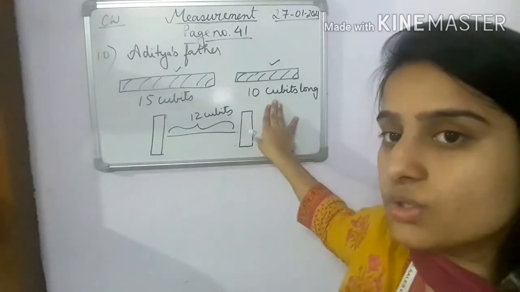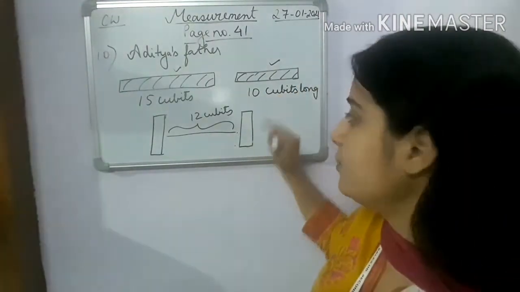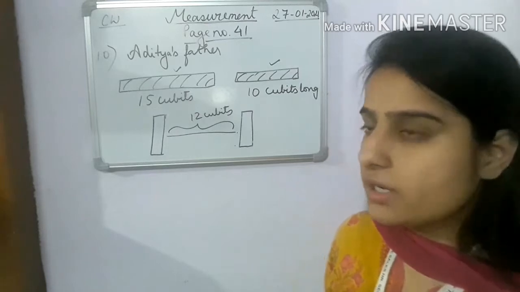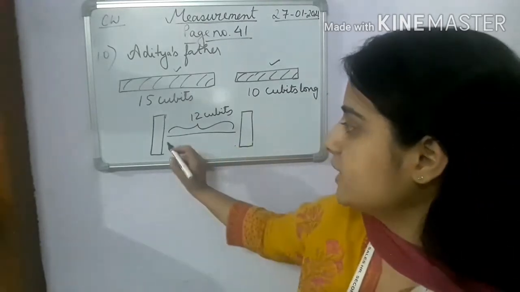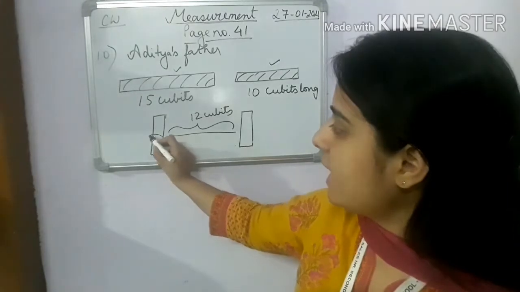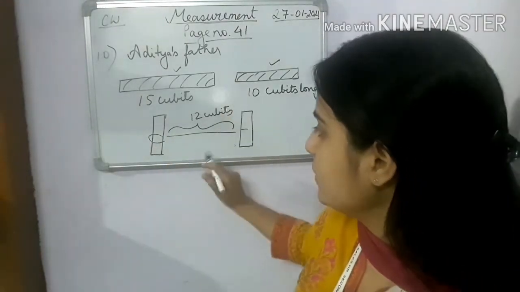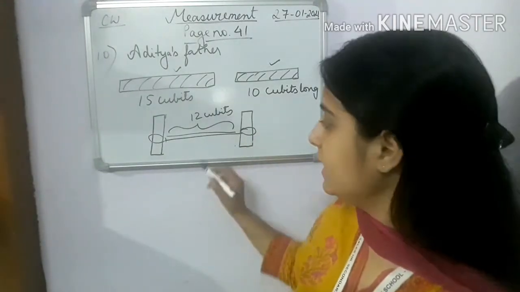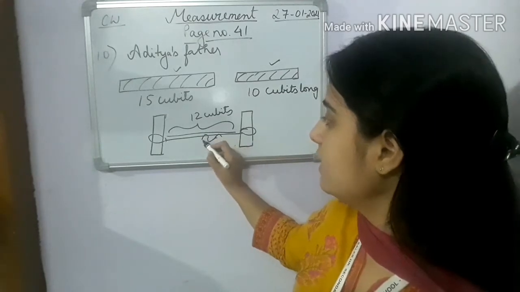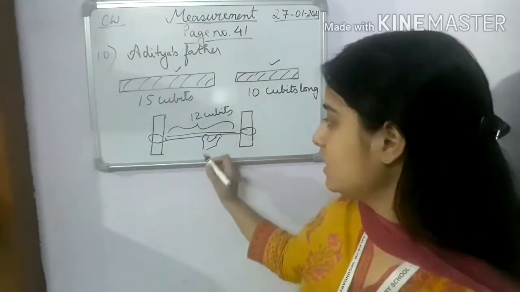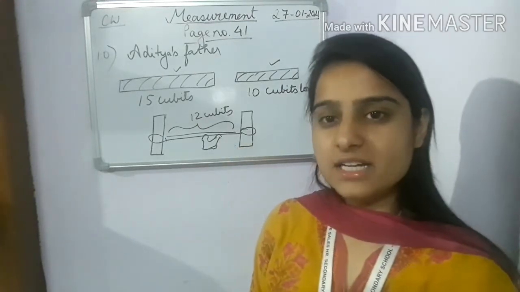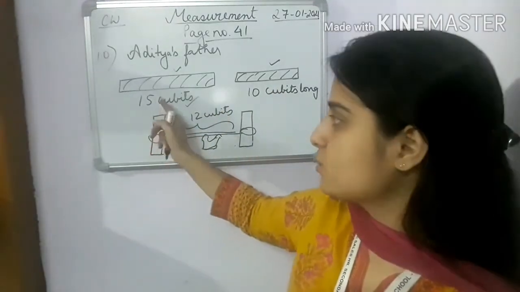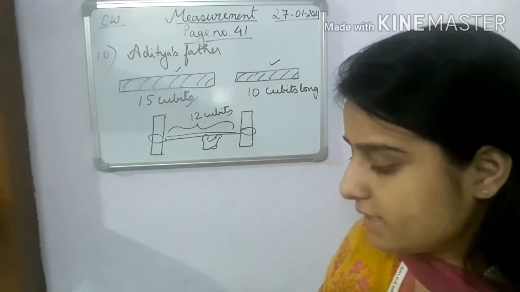So, can he use this second rope, 10 cubits long? No. If he uses the 15 cubits long rope, children, what can he do with this? He can tie it to the pillars, right? Just see, he can tie it to the pillars. Now easily he can hang the wet clothes. Is it clear, children? So which rope will he choose? First one, 15 cubits. So let's write the answer.